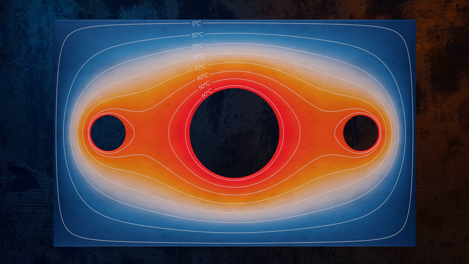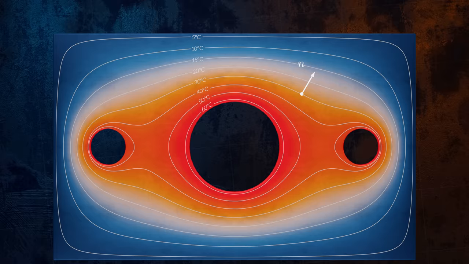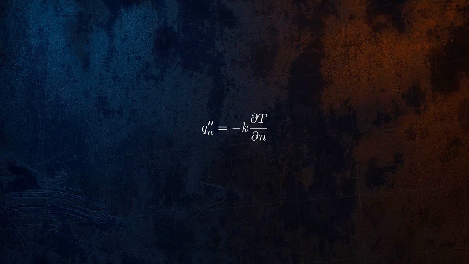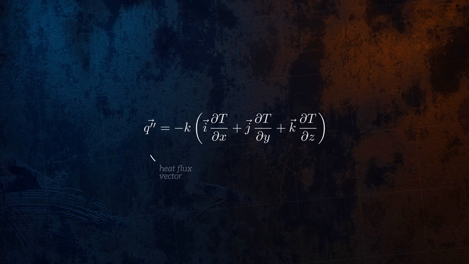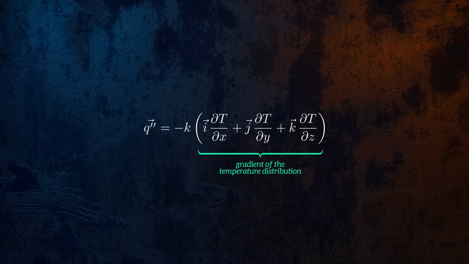If we define n as the normal to the isotherm at a specific point, we can reformulate Fourier's law into a more general form that gives us the heat flux in that direction. We can also express this in terms of the x, y, and z coordinates. Here, the heat flux is a vector, and i, j, and k are unit vectors in the x, y, and z directions. The term in the brackets represents the gradient of the temperature distribution and can be expressed more compactly using the del operator. This is the general form of Fourier's law.